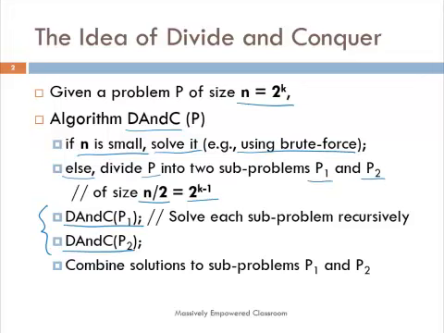Having solved P1 and P2, we need to combine the solutions to the subproblems P1 and P2 to arrive at the overall solution for divide and conquer. So the generic algorithm is check to see if the problem is small. If it is so, solve it directly or using a brute force method. If it is not small, divide it into subproblems, solve those subproblems recursively by calling the same D and C algorithm, and then combine the solutions to the subproblems to obtain the solution for the overall problem. This is the general method of divide and conquer.